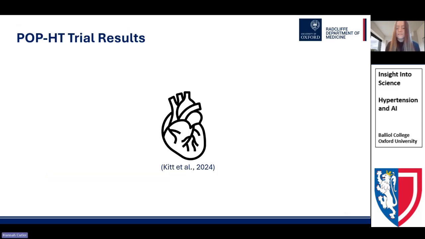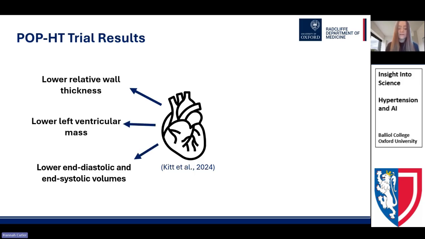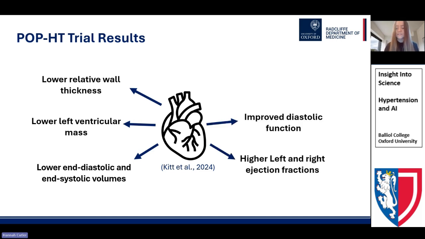The trial also looked at the effect on cardiac remodeling. So they found that the intervention group showed lower relative wall thickness in the heart, lower left ventricular mass, lower end diastolic and systolic volumes, higher left and right ejection fractions, improved diastolic dysfunction, and reduced left atrial volumes. So overall, this showed that there are benefits of the intervention on cardiac remodeling, both short and long term. And so it suggests that perhaps there are interventions that can be used to reduce the burden of hypertensive disorders of pregnancy.